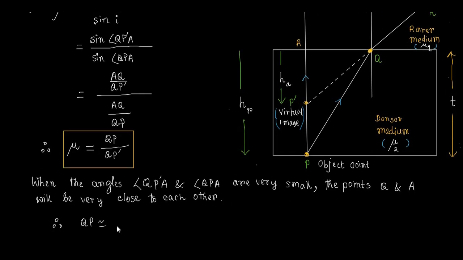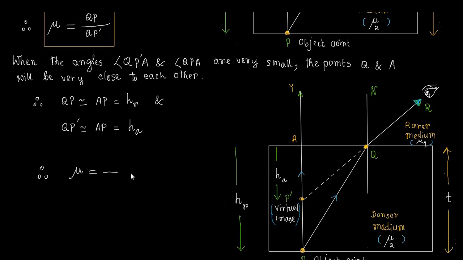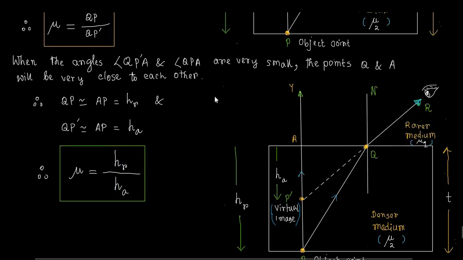Therefore, QP can be written approximately as AP, and QP prime can be written as AP prime, which is HA, and HA is the apparent depth. Therefore, mu is equal to HR divided by HA, because QP is approximately equal to AP, which is equal to HR. That is the real depth. Mu equals HR by HA, which is the refractive index of the denser medium.